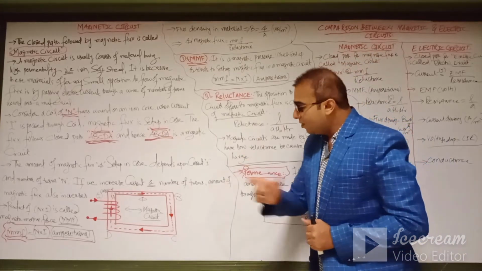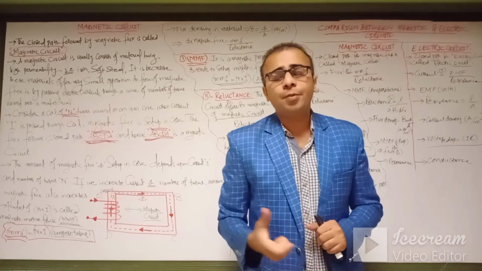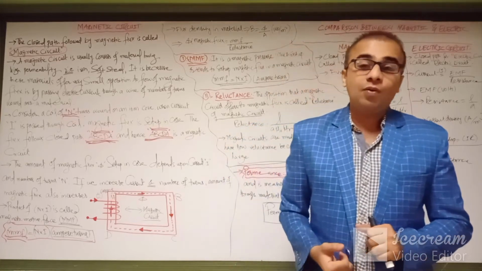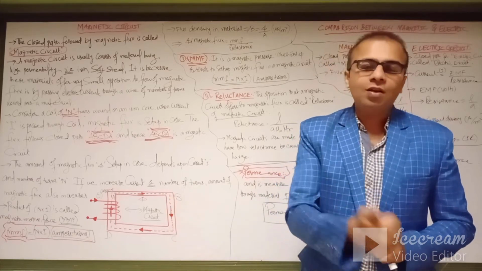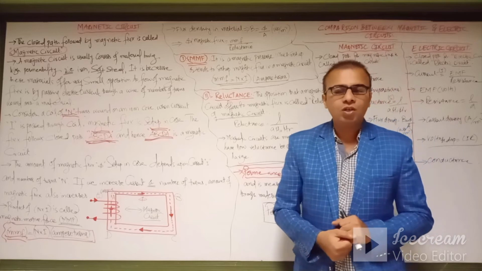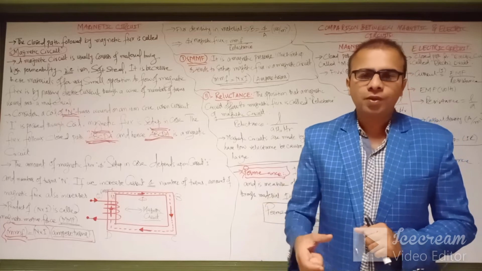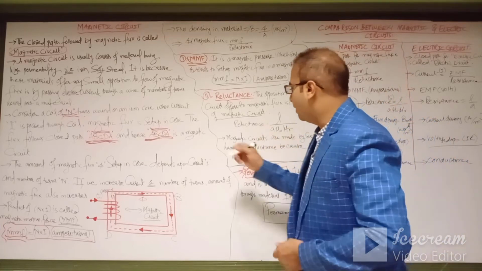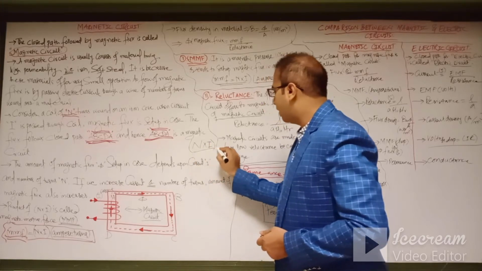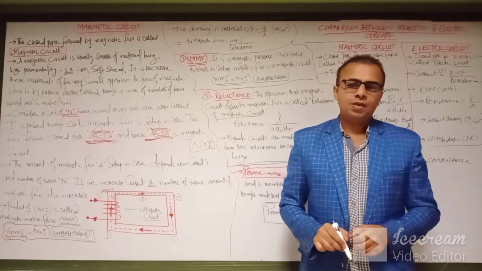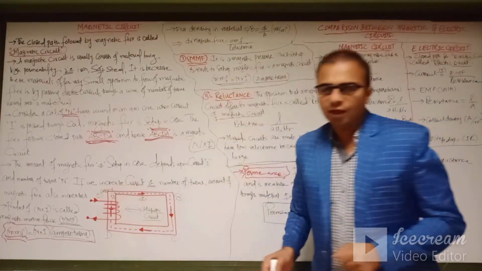This magnetic path followed by the magnetic flux totally depends upon the number of turns of the wire and the amount of current flowing through the wire. That is called the magnetomotive force. If we define the MMF, the magnetomotive force, it is defined as the product of the number of turns of the coil and the amount of current flowing through the wires of the coil.